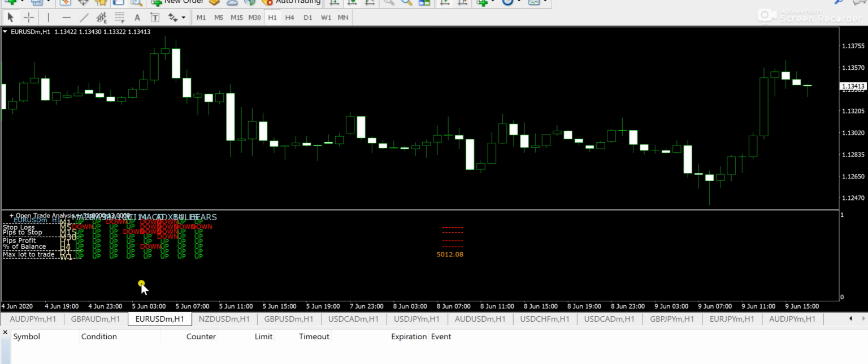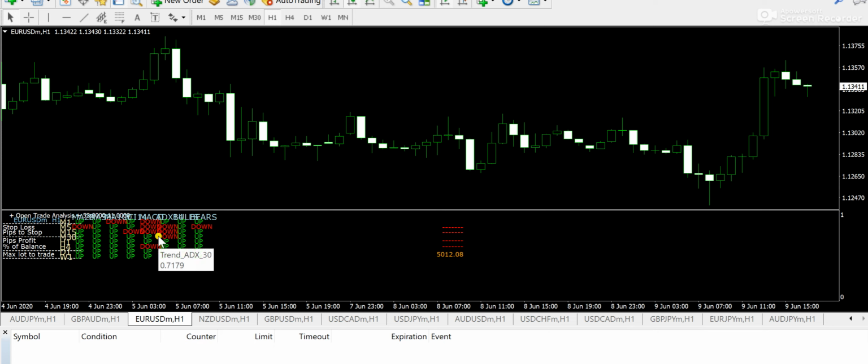Okay guys, so how does this indicator work? It simply works like other indicators that you already have in your MetaTrader 4, but it's a mixture of indicators that provide you with insights about the trading market. For example, right now I'm on the EUR/USD chart.